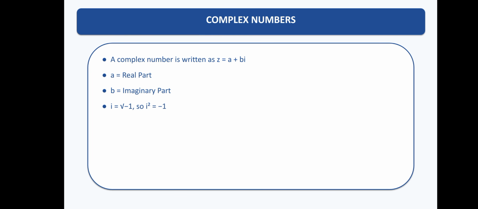The value of iota is radical minus 1, and if we take the square on both sides, the value of iota square is equal to minus 1, means the value of iota is radical minus 1 and the value of iota square is minus 1.